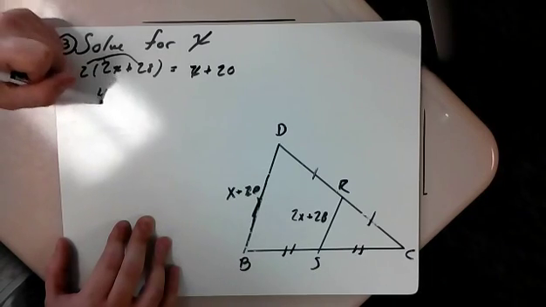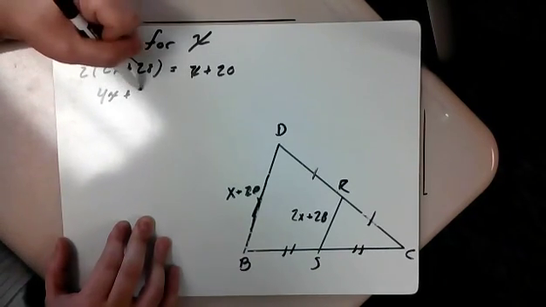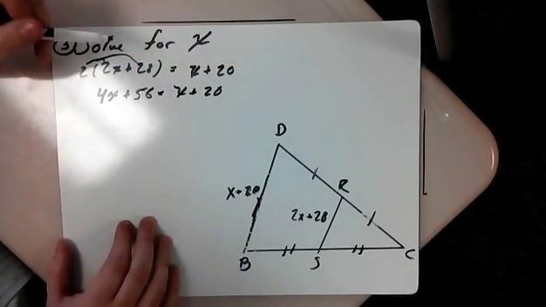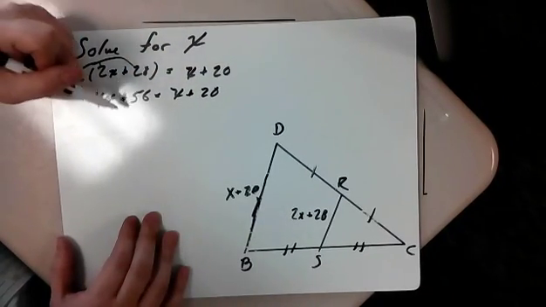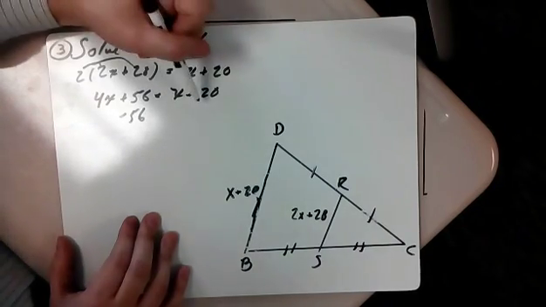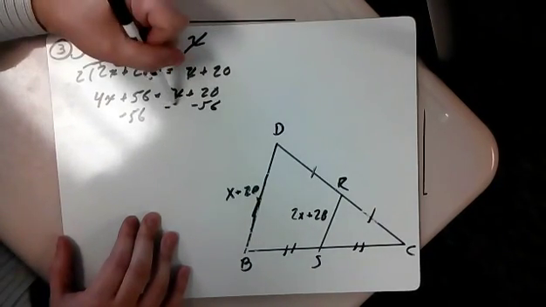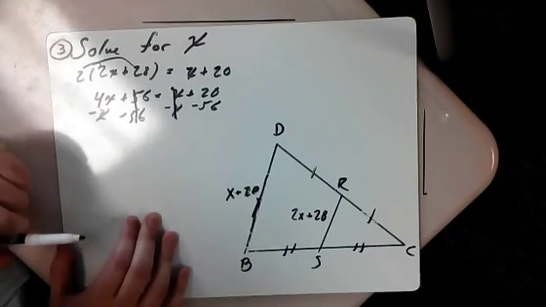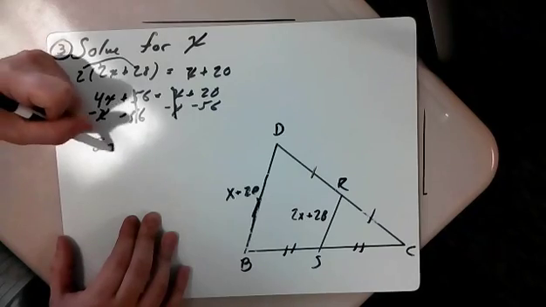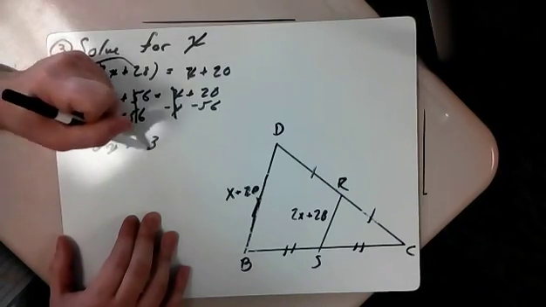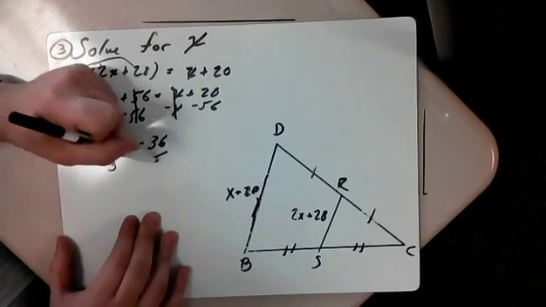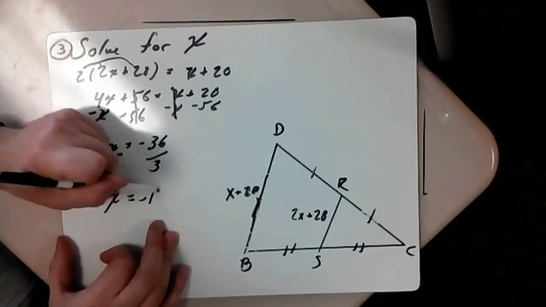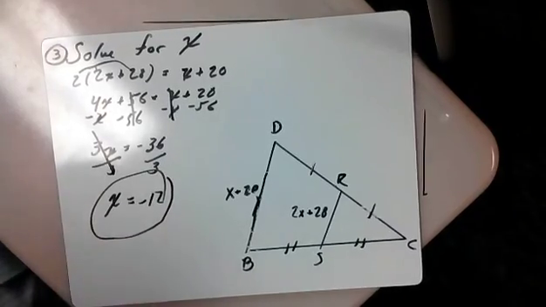So I'm going to distribute, and I'm going to get 4x plus 56 equals x plus 20. I'm going to subtract 56 and subtract x. Those cross out. All right, so I get 3x equals negative 36. Then I divide by 3, and x equals negative 12. Okay, that's how we do that.